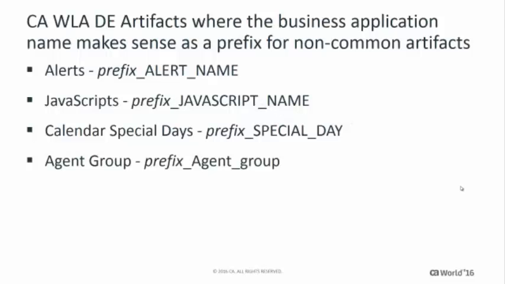So DE artifacts where the business application name makes sense as a prefix for non-common artifacts. One would be alerts. Not a lot of people have done this so far, but if you do a prefix for your alert names, it also can make it easy from a security standpoint to make sure that all of your alerts are categorized completely there and in order, and you can also have security rules based upon that.